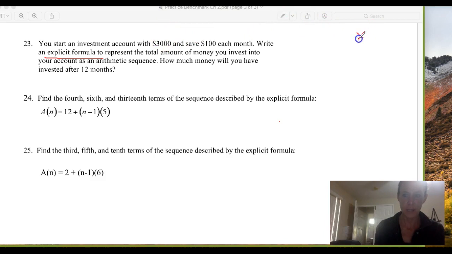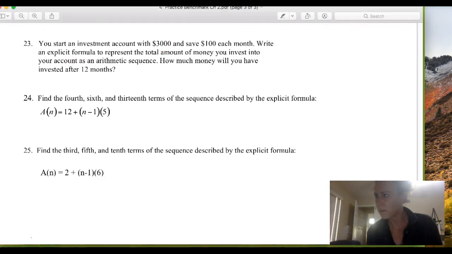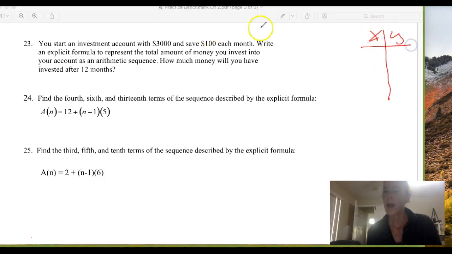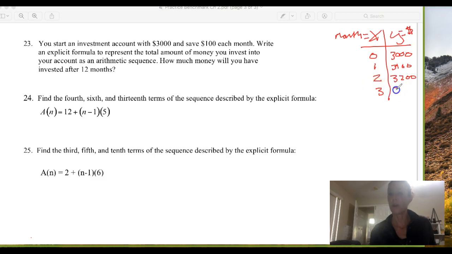Let's just make an XY table here. I lost my mouse and my table. Hold on, try again. Okay. Let's just say I haven't started saving. So if X is months, that's your X, and Y is the amount in your account. So your Y is your dollars. Okay. So at 0 months, you haven't started saving. This is your initial amount. After the first month, you've saved $100. So you would have $3,100. After the second month, you would have $3,200. Third month, you would have 3,300.